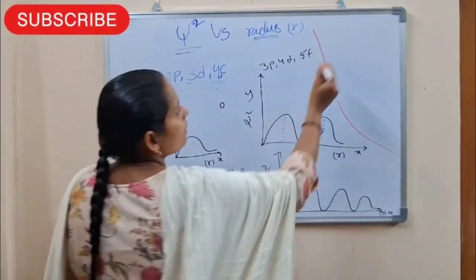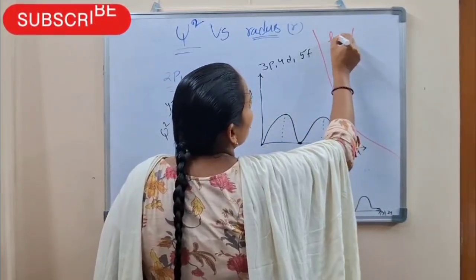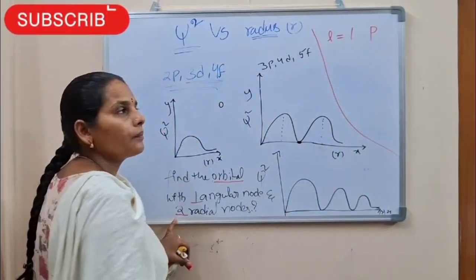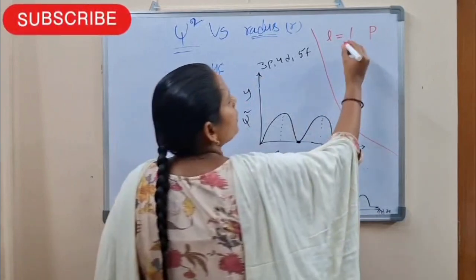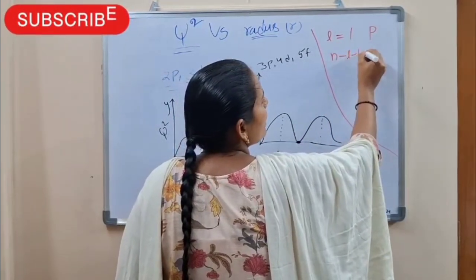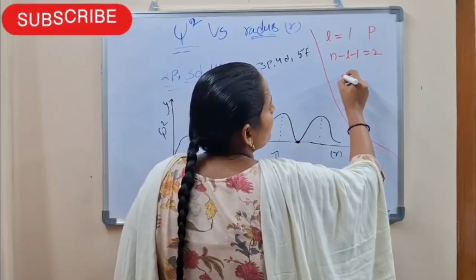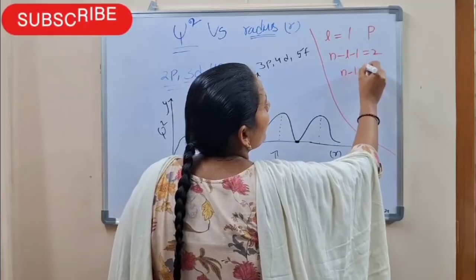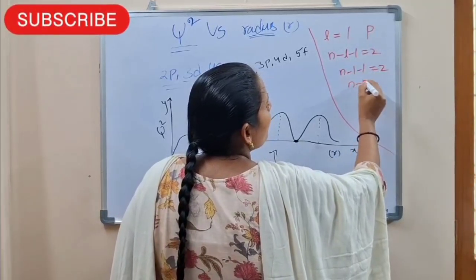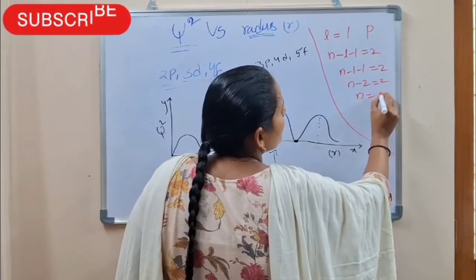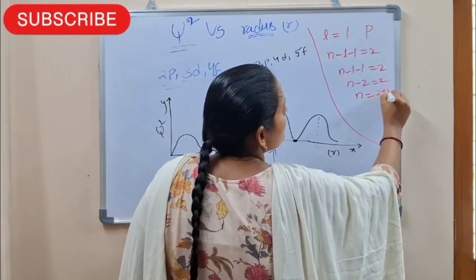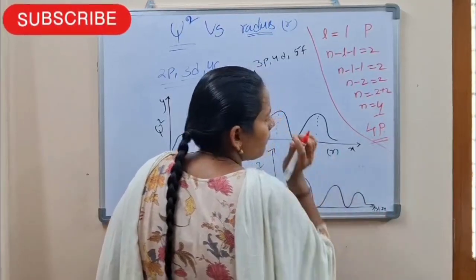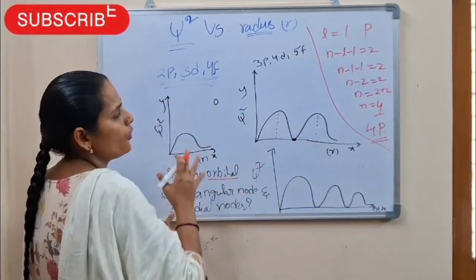How many angular nodes? One. That is nothing but l. If l equals 1, the orbital is a p orbital. How many radial nodes are there? Two. What is the formula for radial nodes? n minus l minus 1 equals 2. n minus 1 minus 1 equals 2, so n minus 2 equals 2, n equals 2 plus 2, n equals 4. So the orbital is 4p.